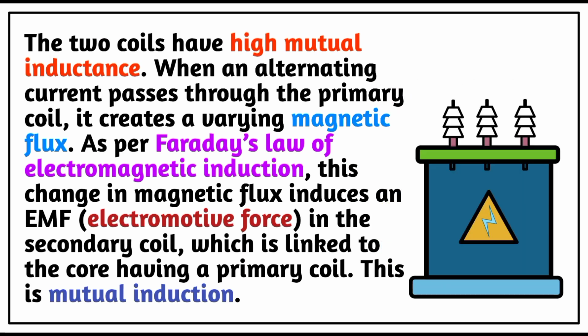When an alternating current passes through the primary coil, it creates a varying magnetic flux as per Faraday's law of electromagnetic induction. This change in magnetic flux induces an electromotive force in the secondary coil, which is linked to the core having the primary coil. This is mutual induction.